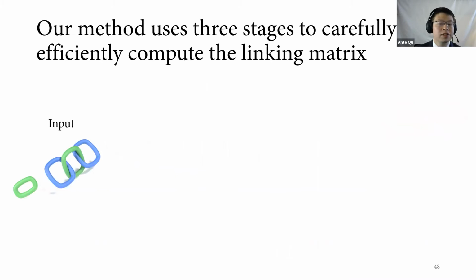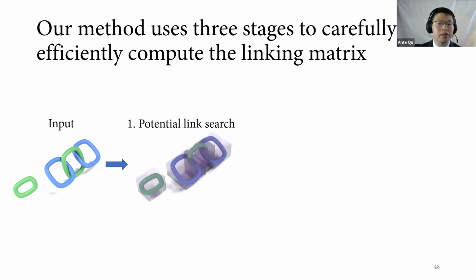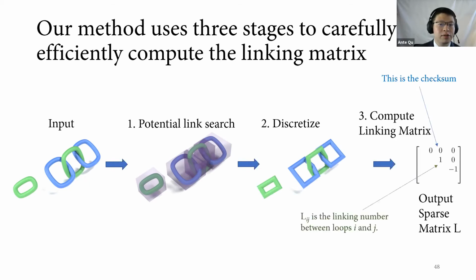And so our method uses 3 stages to carefully and efficiently compute the linking matrix. Given an input set of loops, we first perform a potential link search to get a list of potentially linked pairs of loops. Then we discretize curves into polylines. And finally, we process the polylines to compute a sparse triangular linking matrix. The rows and columns of this matrix correspond to curve numbers, and the entries are the linking numbers. This is the final topology checksum. 2 structures with the same linking topology would have the same matrix.